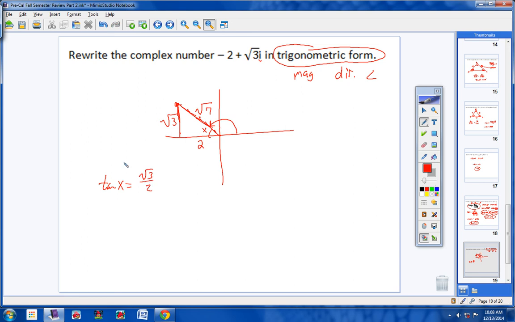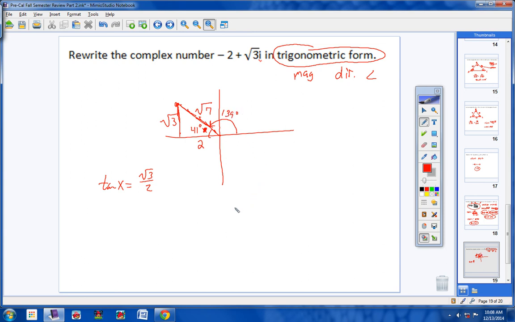So second tangent, square root of 3 divided by 2. 40.89, so 41 degrees. So this angle inside the triangle is 41 degrees. So that angle right here then must be 139 degrees.